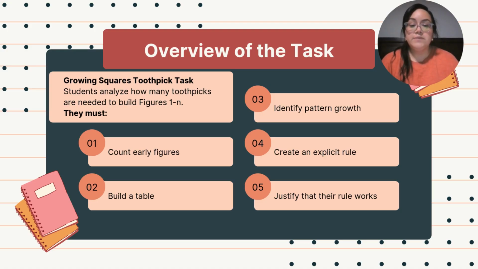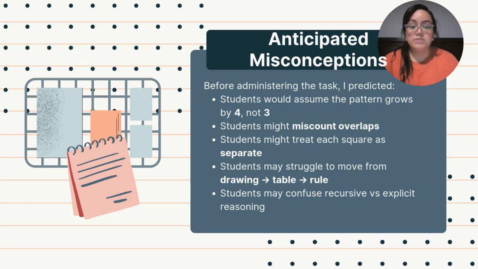Now, some of the anticipated misconceptions: before implementing the task, I solved it myself and predicted several misconceptions. For example, many students will assume each new square adds four toothpicks instead of three. Students often miscount overlapping edges or treat each square as separate. I also expected some difficulty transitioning between the drawing, the tables, and the rules. Students may confuse recursive with explicit reasoning.